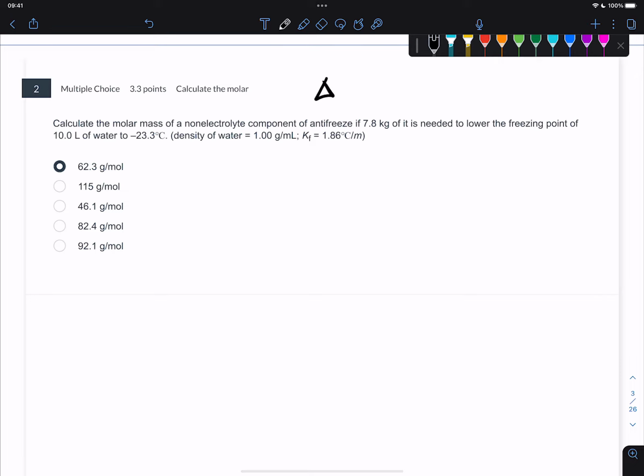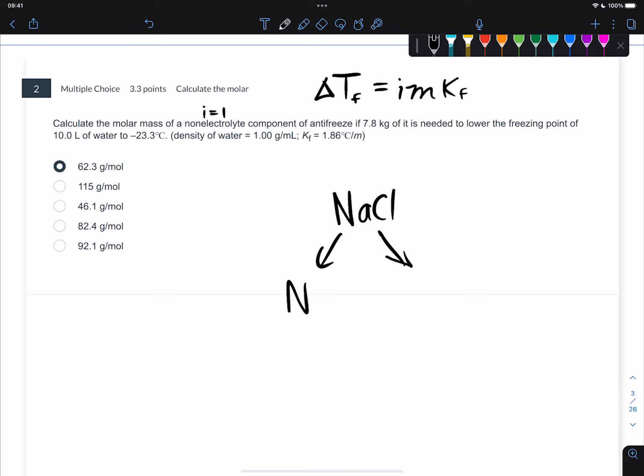So the equation that comes to mind is that delta T subscript F, so the change in the freezing point, is equal to i times m times K subscript F. This equation basically says that the change in the freezing point of a solution is equal to the van 't Hoff factor, which, by the way, since this is a non-electrolyte, i is equal to 1, so it's not going to dissociate into a certain number of particles. Sodium chloride, for example, is NaCl. Under ideal conditions, it'll break apart into Na and Cl, and you have i equals 2. But a non-electrolyte will not break apart, so the i equals 1.